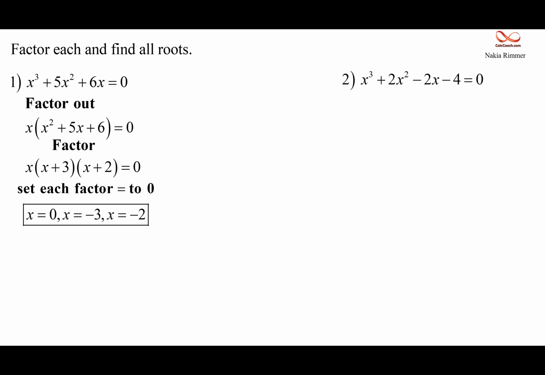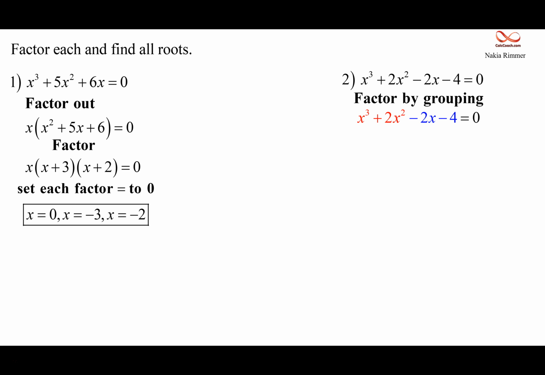It's a cubic, but we notice there's a constant term, so we can't factor out an x at the start. There are 4 terms. Whenever you see 4 terms, consider factor by grouping. You take the first 2 terms and the second 2 terms, and you factor out what they have in common. The 2 terms that are first have an x squared in common. The 2 terms that are second have a -2 in common.